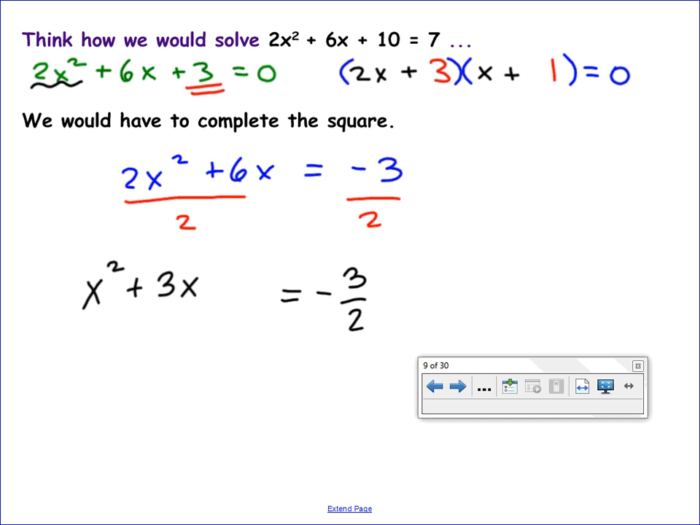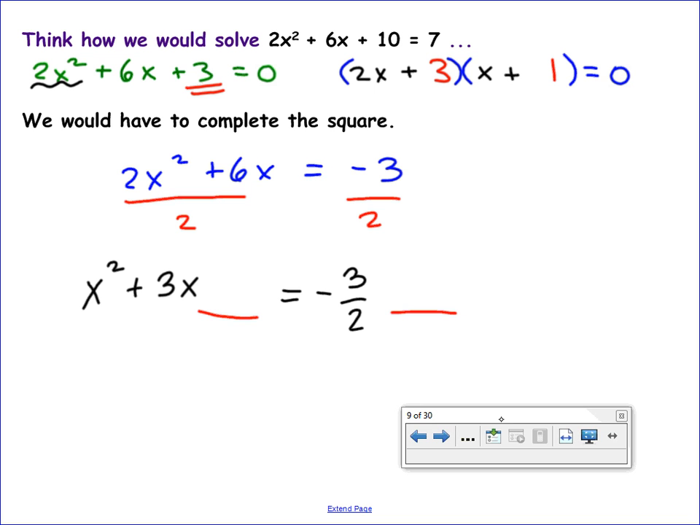So now we need to find that magic number, the special number that I'm going to add to both sides that will create a perfect square trinomial that allows me to rewrite in a binomial quantity squared, a single variable x term squared, and then I can solve by taking square roots.